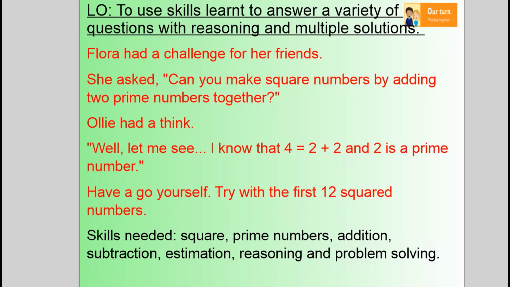So what you need to know are your square and prime numbers. You need to have your addition and subtraction, estimation, reasoning and problem solving. So you need to find the first 12 squared numbers. You will also need to know your prime numbers all the way up to 100 and maybe even further than 100. So you might need to have a bit of a Google search there to work out whether you can add 2 prime numbers together to make a squared number.